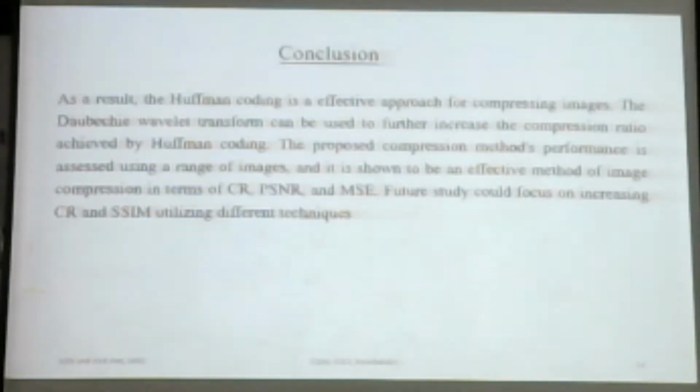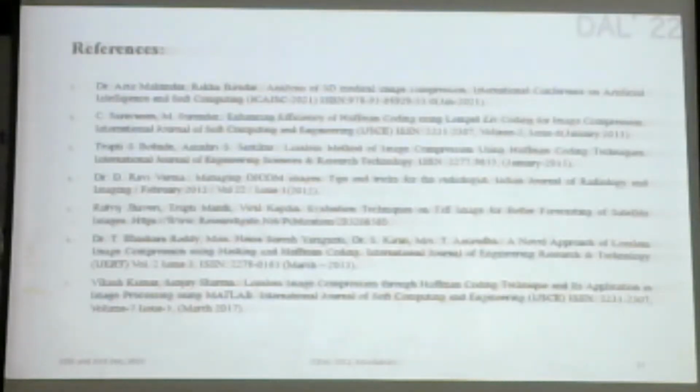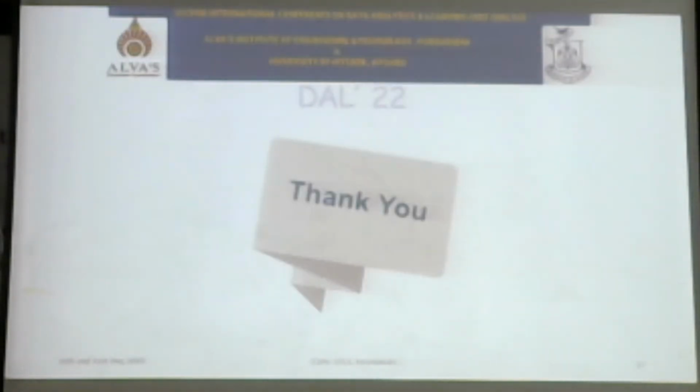As a result, Huffman coding is an effective method for compression. To increase this effectiveness, we also included the DP1 hard wavelet to improve the compression ratio and PSNR value. We also assessed the image quality performance using peak signal-to-noise ratio, compression ratio and mean square error. These are the references I have referred to for my work. Thank you.